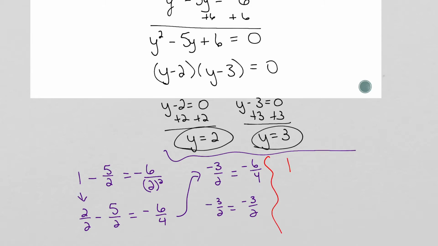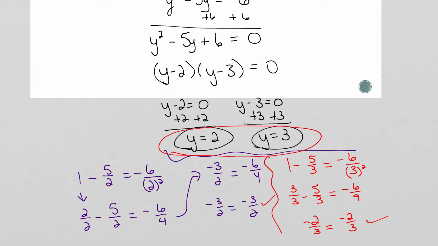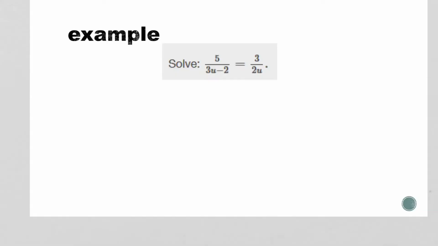So 1 minus 5 over 3, does that equal negative 6 over 3 squared? So 3 over 3 minus 5 over 3, does that equal negative 6 over 9? Well, I don't know. Let's see. We get, let's see here, negative 2 over 3, and I'm going to reduce that negative 6 over 9, and look at that. So they do both check out. These are great solutions here. So there is more than one correct way to solve this problem, okay?